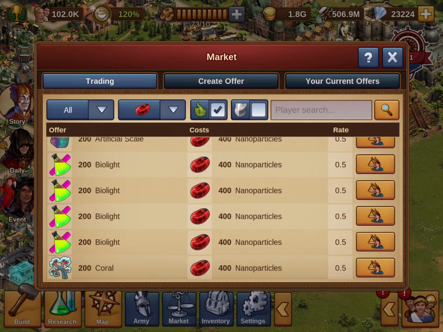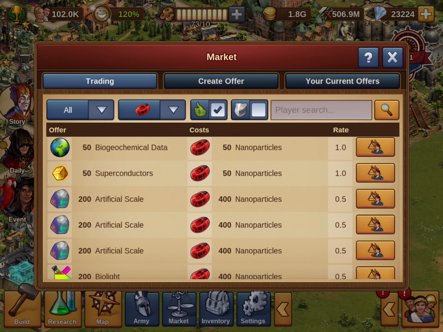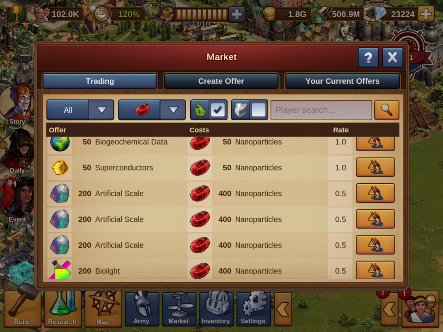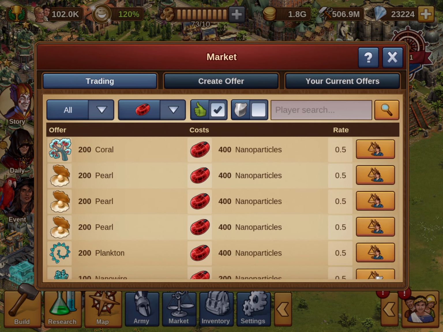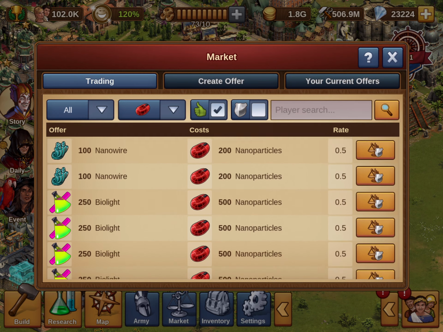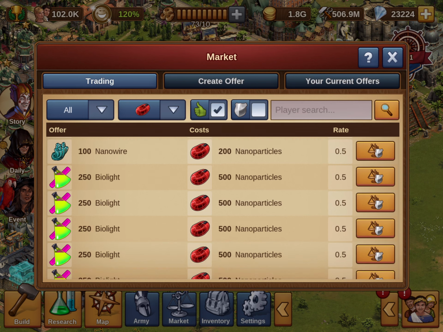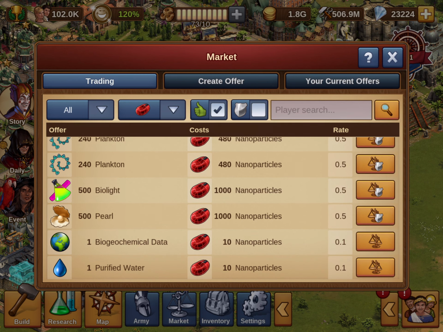Looking back in the market, we can trade nanoparticles here, 400 for 200 oceanic. That's up 2 ages. That's a pretty good deal. It all says 0.5. You've got lots of things down here. Now here's also the exact same rate, 0.5, nanowires for 100 future. So that's a 1 age difference. They all show up as being that same rate, but are wildly different in terms of value.